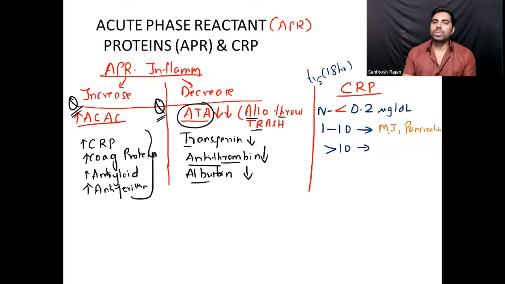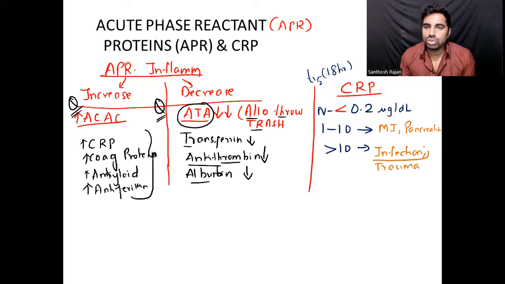That's it. It could be an MI patient or it could be a pancreatitis patient. Any of these two. If it is more than 10, you'll think about infection, or sometimes severe trauma, where it can also go very high. So these are the things you're going to remember.